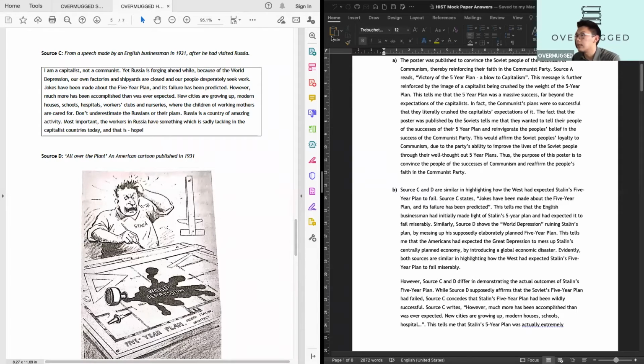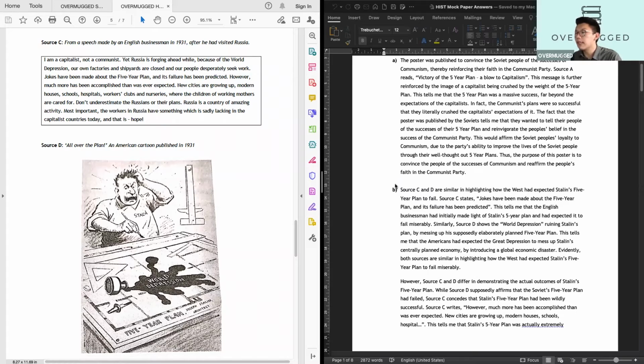Source C states, jokes have been made about the 5-year plan and its failure has been predicted. This tells me that the English businessman had initially made fun of Stalin's 5-year plan and had expected it to fail miserably. Similarly, source D shows the World Depression ruining Stalin's plan by messing up his supposedly elaborately planned 5-year plan. This tells me that the Americans had expected the Great Depression to mess up Stalin's centrally planned economy by introducing a global economic disaster. So evidently, both sources are very similar in highlighting how the West had expected Stalin's 5-year plan to fail miserably.